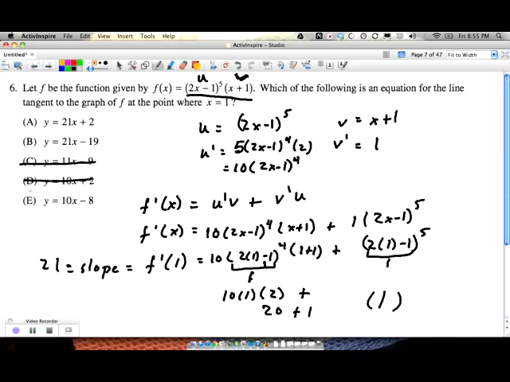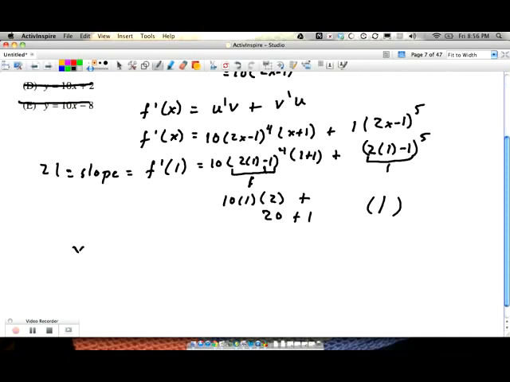Automatically I'm going to eliminate C, D, and E because it's got to be one of these. So then the thing that we need to look at is how do we find this y-intercept on the end? Well, remember that for tangent lines, it's very easy to use point-slope form to find the equation of any linear function, which a tangent line is.